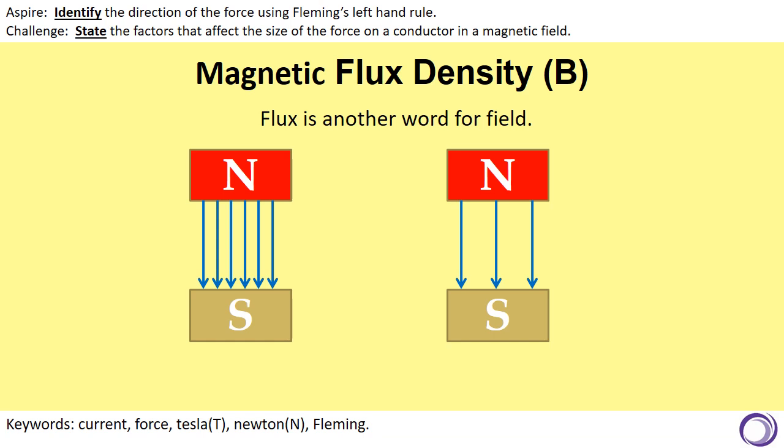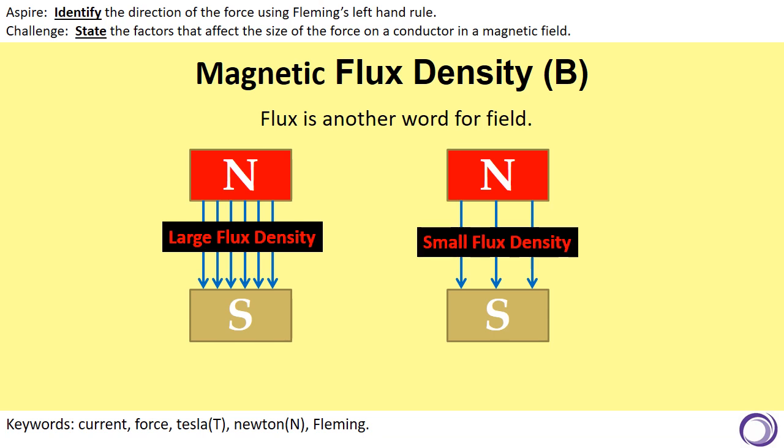Now we use the letter B here. Don't worry too much. If you need to use this in a formula, that symbol will be there and it's on the formula sheet. So no panic about that. So flux is another word for the field, and we know it runs from north to south. The closer the lines are together, the stronger that field is. Large flux density on that one. Small flux density on that one.